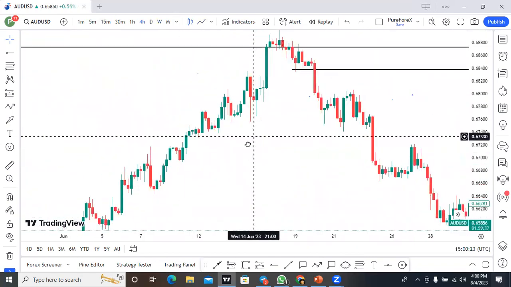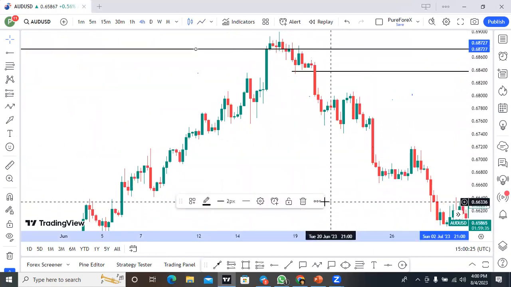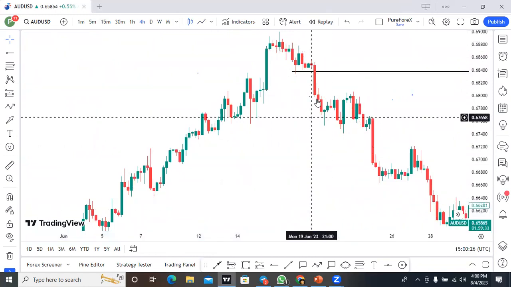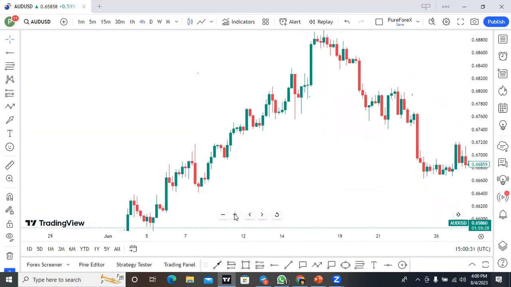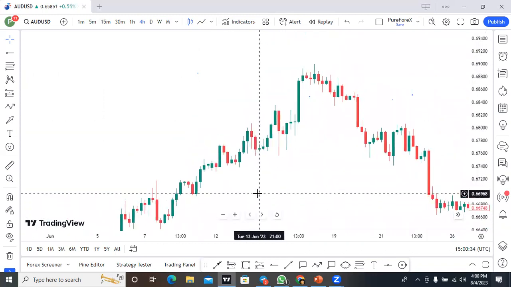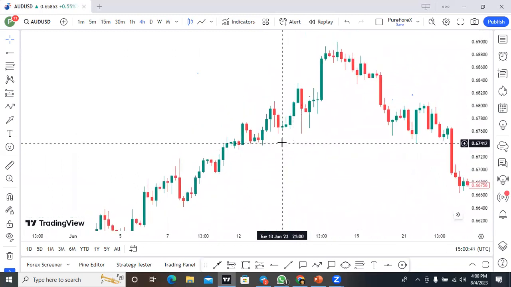So let me remove this line here. If I look at this chart, I'm seeing one of the Fantastic Five setups called SNRC2, right? If you don't know about SNRC2, don't worry, I'm going to drop a video soon on the SNRC2 setup. But I've already dropped a video on the SNRC1 setup. If you haven't watched that video, make sure you go check it out, okay?